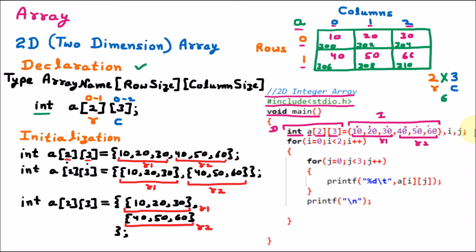So here we have given the value. So this is called initializing the array. So we have declared and initialized the array. Now is the time to display the array.